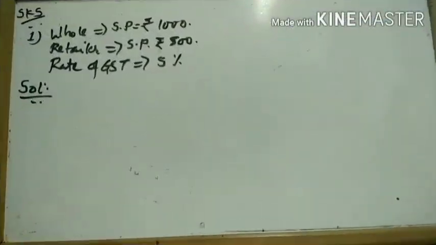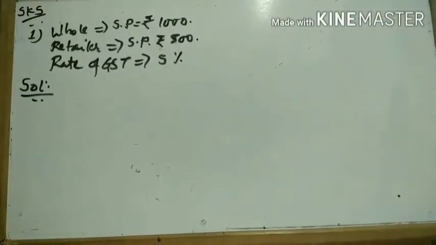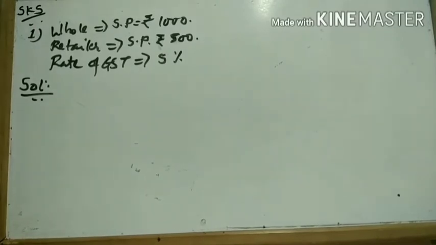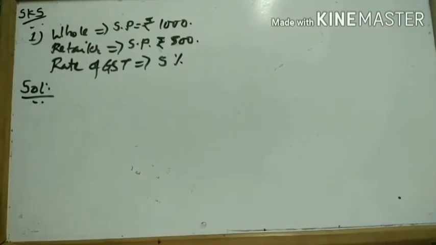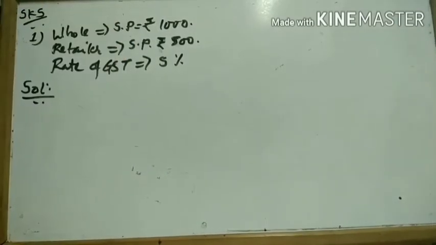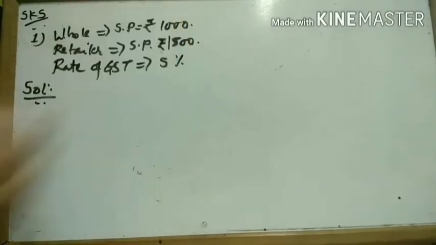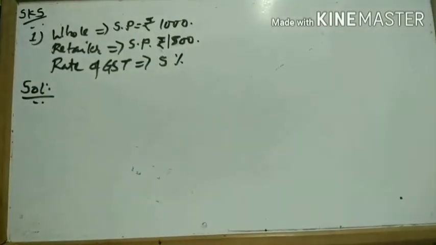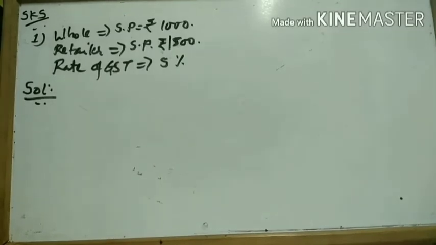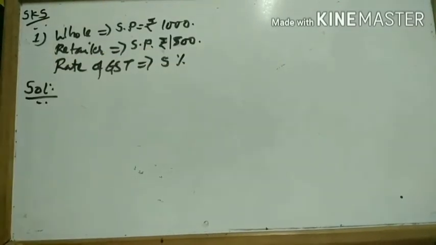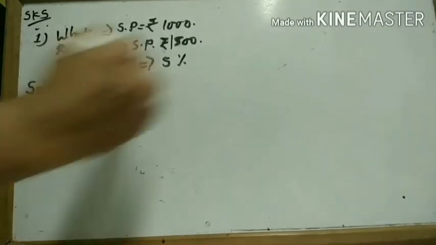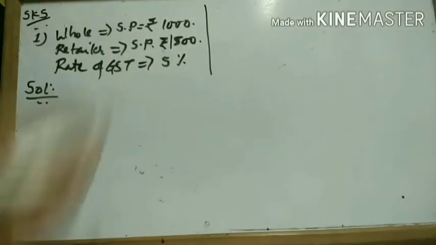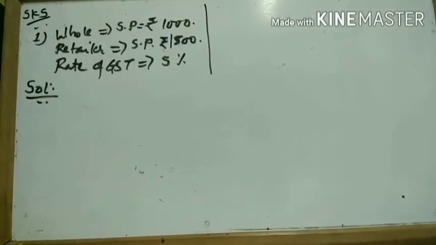Here is one more example of how the chain of transactions works. I have taken one example where a wholesaler sells an article for 1000 rupees. It is bought by a retailer. The retailer will sell it for rupees 1500 to a customer. I have not mentioned the customer anywhere, but you have to understand that the retailer will sell it to the customer. The rate of GST is 5%. Now how the chain will go and what will be paid by the wholesaler, retailer, etc. we will understand.